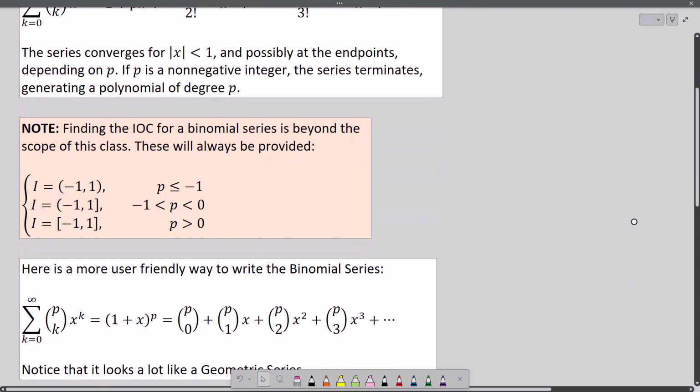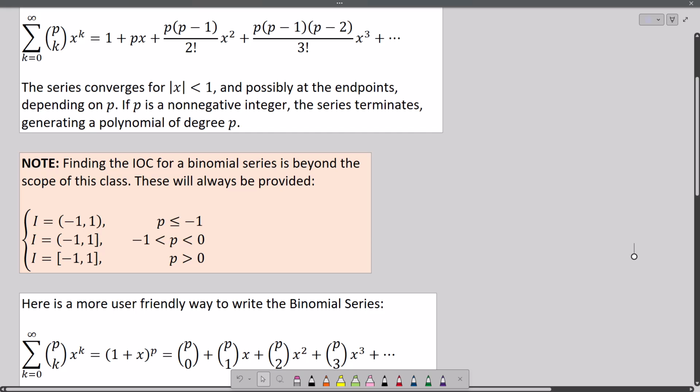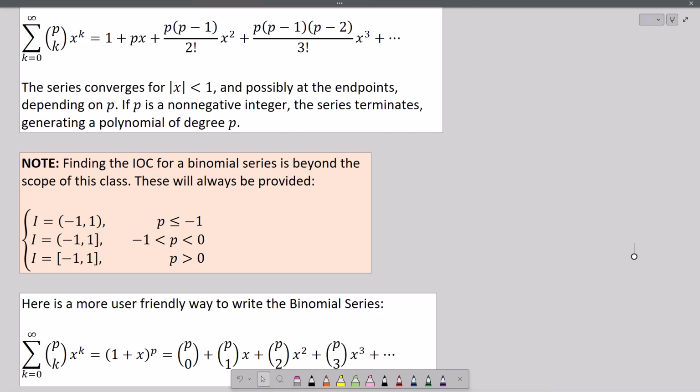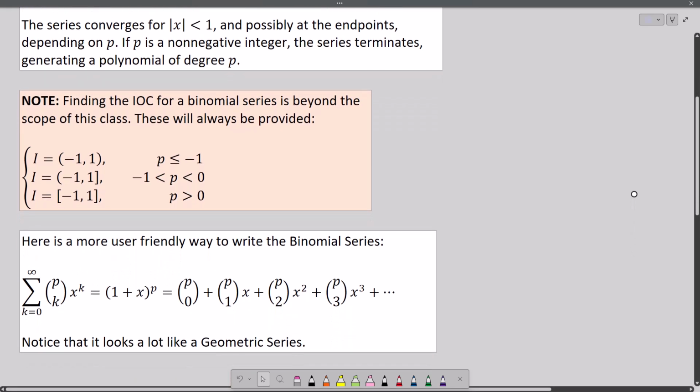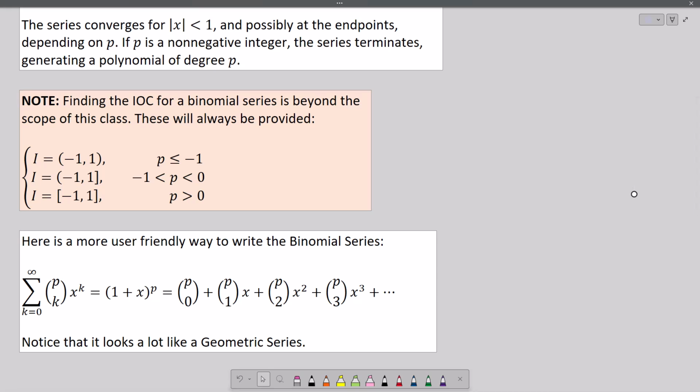Now, again, I mentioned this earlier. Finding the interval of convergence for a binomial series is very difficult. The series is going to converge. It's going to have a similar convergence as the geometric series between -1 and 1, but you may include or may not include endpoints depending on what your p-value is. So it's going to look very geometric series-like up here if p is less than or equal to -1. But then if it's between -1 and 0, you're going to add convergence at the right endpoint. And if p is positive, you add convergence at both endpoints. Again, that'll be given to you, though. You don't have to memorize that.